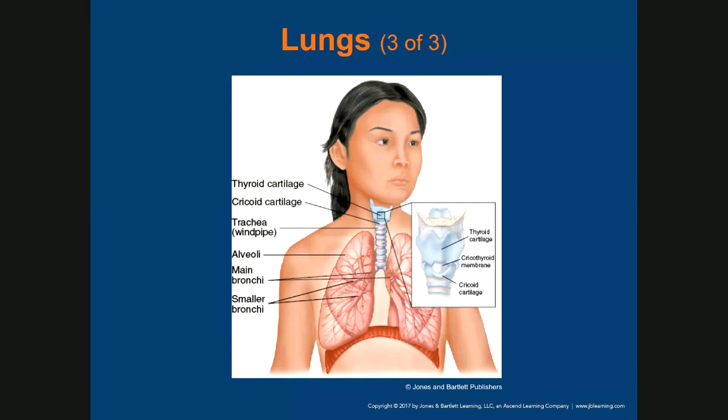Right, and this diagram depicts it quite nicely. So you have the thyroid cartilage up here in the middle, the cricothyroid membrane, which is a surgical area for invasive airway management, and then you have the cricoid cartilage.